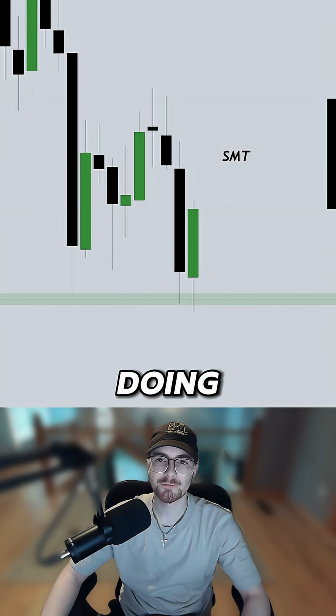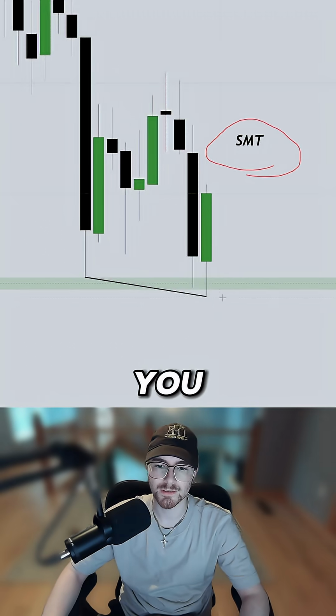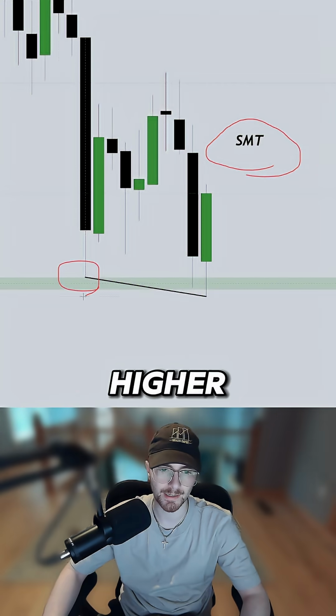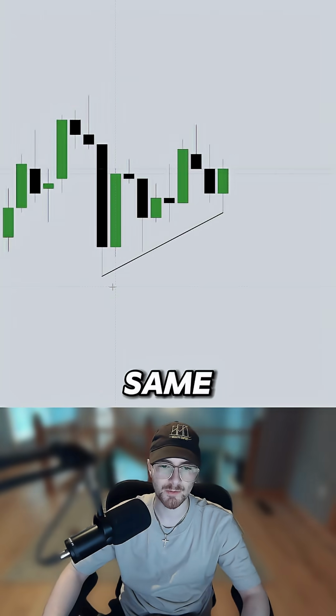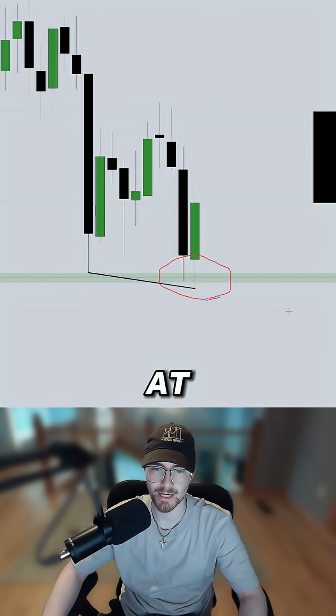of the model. All we're doing for step 2 is looking for SMT between the lows that tagged into the gap. As you can see, we tagged into the gap here and formed SMT between these two lows, where NQ made a higher low and a lower low, and ES in the same spot makes a lower low and a higher low. This shows smart money is going to be actively engaged at this 15-minute gap.